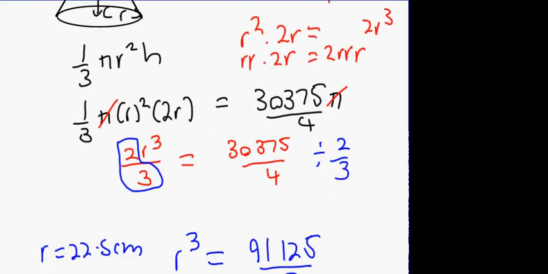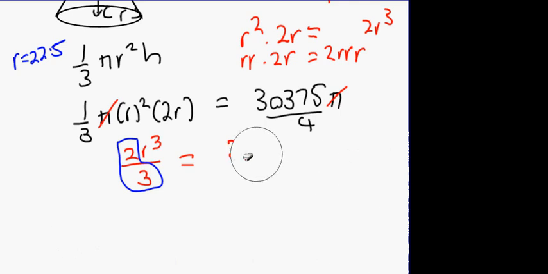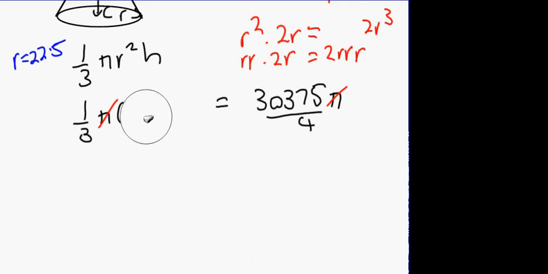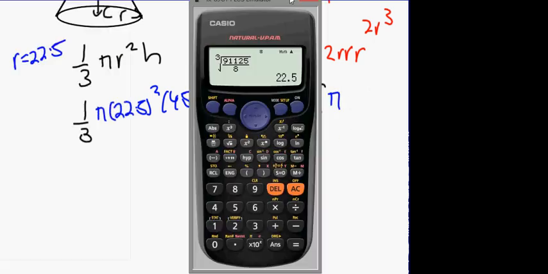Well, to go about checking our answer, r is 22.5, and we know that if the radius is 22.5, the height therefore is 45, because it's twice it. So it's going to be 1/3 pi 22.5 squared times 45. When we put this in our calculator, it should end up equal to 30375 pi over 4. So that's what should happen if we've done this correctly.